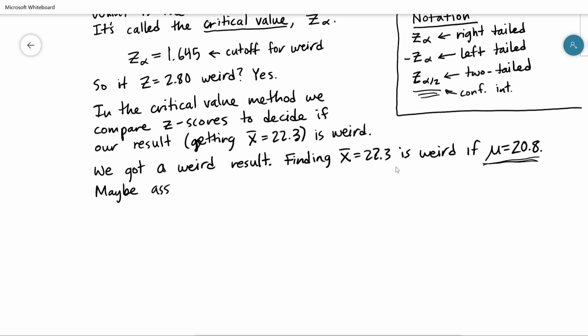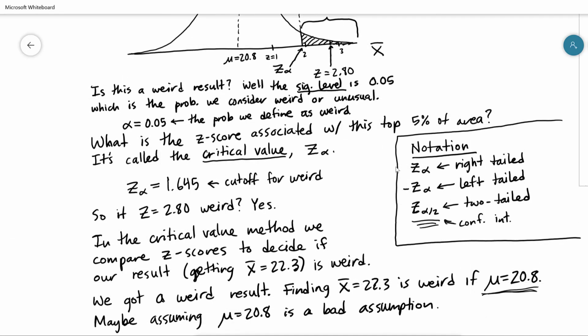Maybe assuming mu equals 20.8 is a bad assumption. If we make an assumption and we start getting weird results from making that assumption, maybe it's not a good assumption. And if it's a bad assumption, what should we do to it?